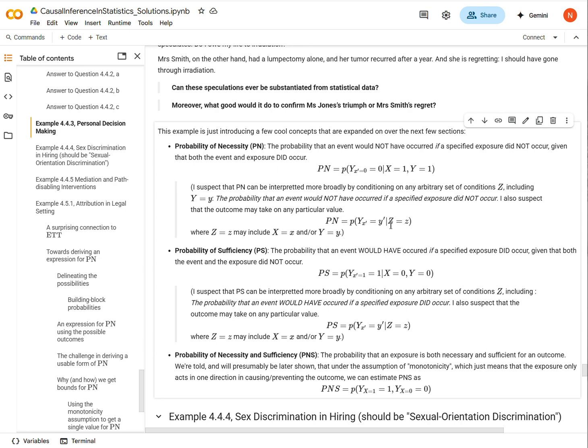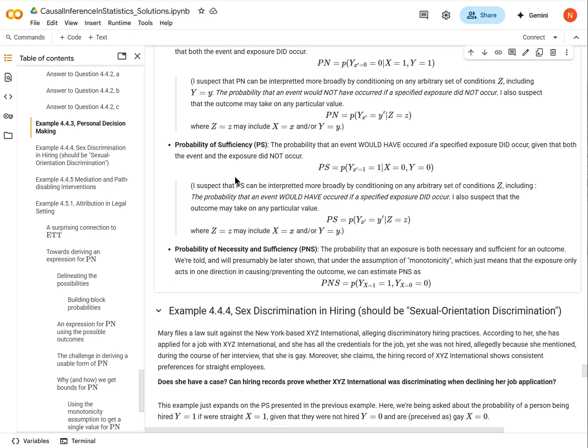Now, like I was saying, the things that we are conditioning on, we could add to this, and so we might generically say that the probability of necessity is something like this expression, where we are just making it generic, where z equals little z, where little z may include such things as x and y.